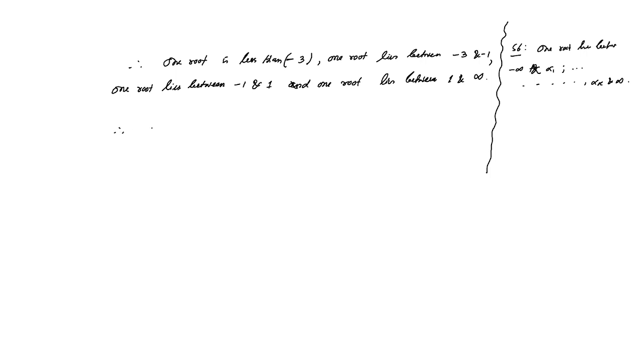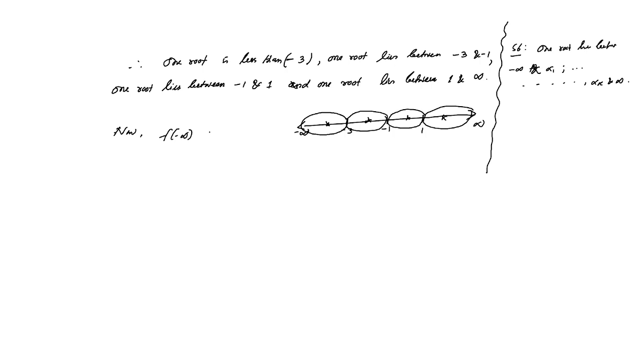So therefore, you just observe now what is f of -infinity. So this is -infinity, -3, -1, 1 and infinity. One root lies between this, another root lies between this and this. So these are the four roots. You need to calculate f of -infinity, and that will be positive.